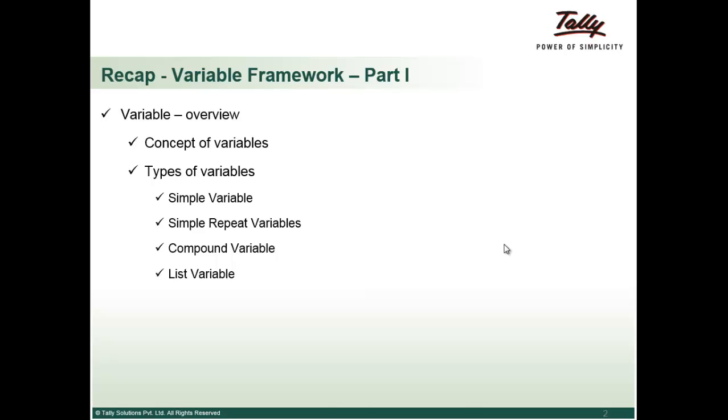Then we saw the list variable. In contrast to simple and compound variables, which have only a single instance, a list variable has multiple instances. A list variable can hold multiple values, which are either simple variable in nature or compound variable in nature. Based on that we categorize list variables into simple list variable and compound list variable. A simple list variable can hold multiple values of a single data type, whereas a compound list variable can hold multiple values of multiple data types.